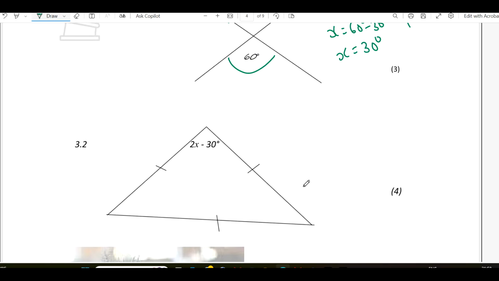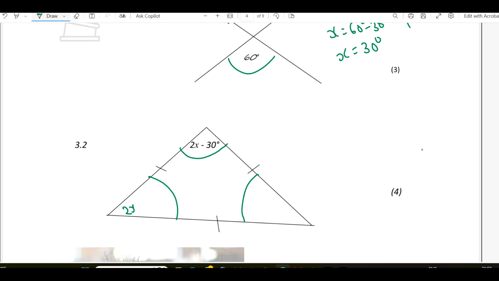And then we have 3.2. Guys, I told you, whenever you see three dashes in your triangle, this is an equilateral triangle. Sides are equal and the angles are also equal, meaning that this angle and this angle and this angle are equal, so I'll write 2x minus 30 here, and 2x minus 30 also here.